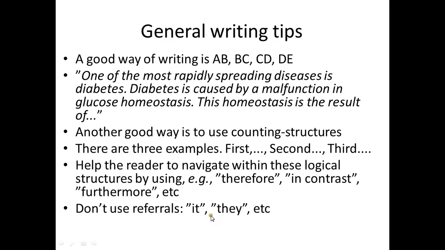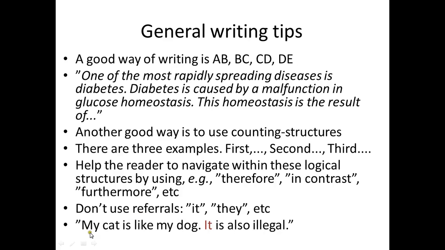A final important thing is to not use the words it and they in scientific texts. They are referrals. So here is just an example. My cat is like my dog. This is a fine sentence, but then you say it is also illegal. And here the problematic word is of course it. You don't know what it refers to here. It might refer to the dog, might refer to the cat, or it might refer to that the cat is like the dog. And neither of these really make sense to you. So you don't just automatically know what it refers to.